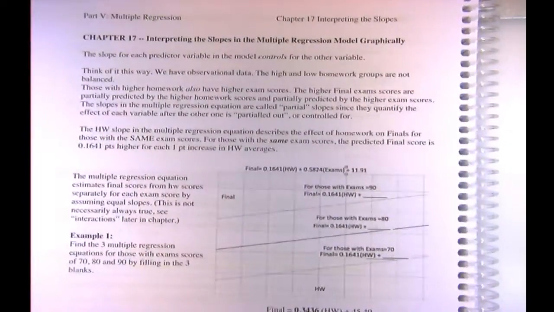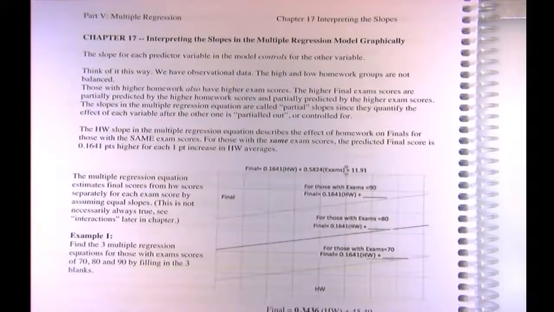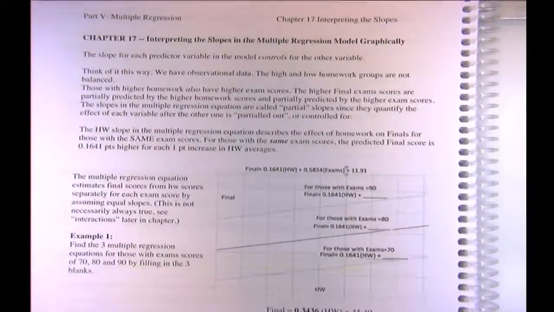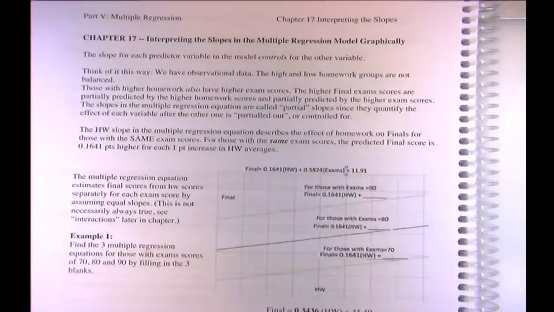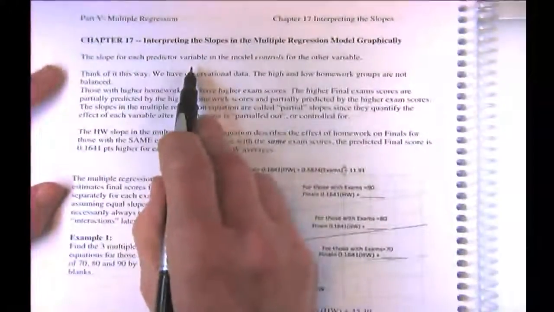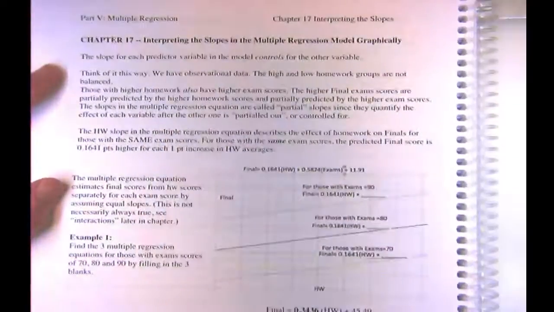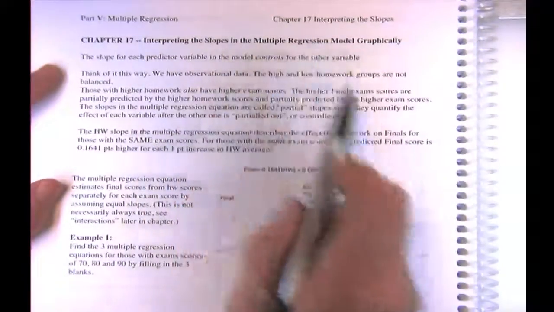All right, now, the next part, what I'd like to do is give you a visual, finally. So many people are visual learners, I am, so let's just try to picture all this. And particularly, let's see what we mean by these parallel slopes and no interaction terms here. So the slope for each predictor variable in the model controls for the other variable. We're interpreting the slopes in the multiple regression model.